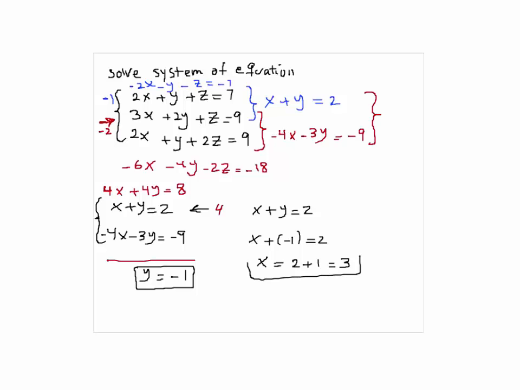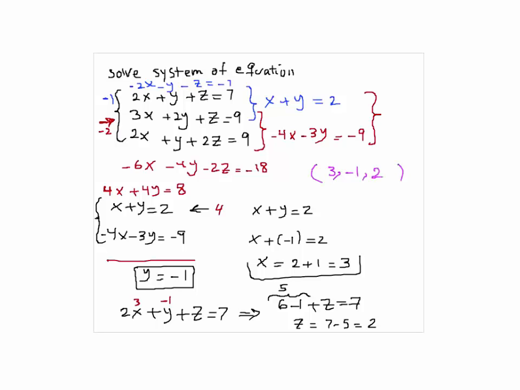Now I can go back and substitute that into maybe the first equation, 2x plus y plus z is equal to 7. If I substitute 3 for x and -1 for y, I can easily solve for z. So let's see. You can take it, 6 minus 1 plus z is equal to 7. So what is z equal to, anyone? It would be 5. So z is equal to, did you put 7 over 5? No? Okay. That would be 7 minus 5, is equal to 2. So there we have it. The solution, we can write it as a number like this: x is equal to 3, y is equal to -1, and z is equal to 2.